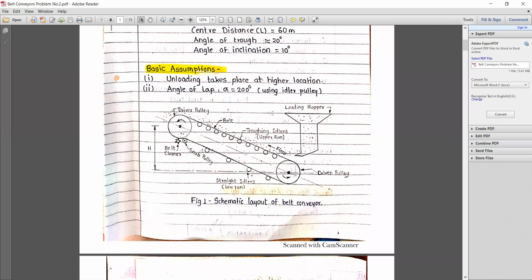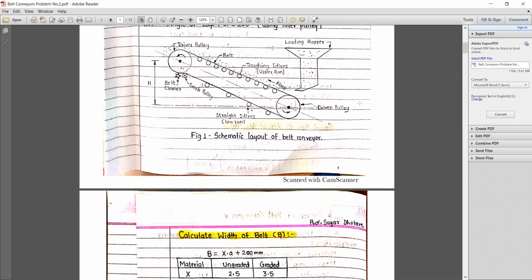Now in figure 1, the schematic layout of the belt conveyor arrangement is shown, where I have shown the main components. Basic assumptions for any design: for the belt conveyor, initially we are considering that the unloading takes place at a higher location. So the material flows from the lower side to the upper side as shown in the figure. The angle of lap with the help of the snub pulley will be about 200-degree. Using the snub pulley, as shown properly in the figure, we can increase or decrease the angle of lap.